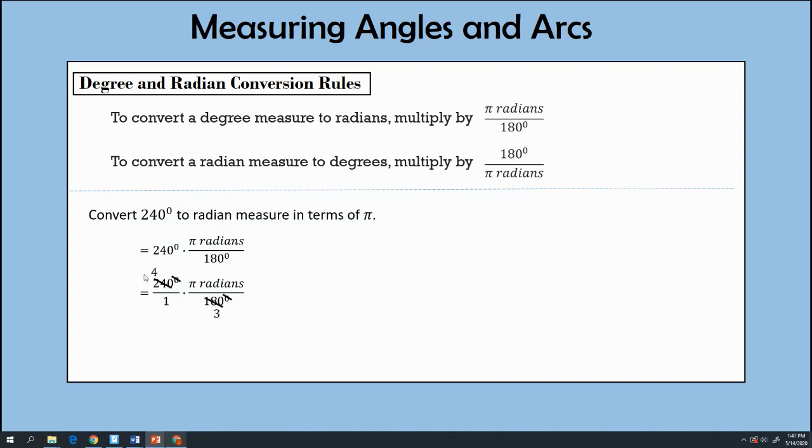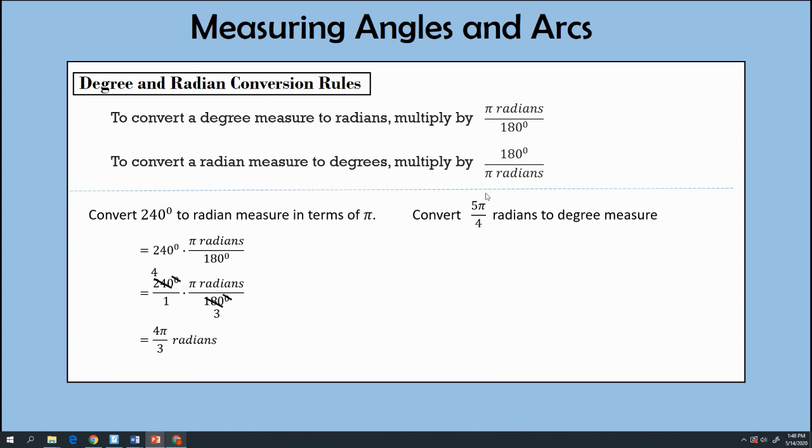The next thing we do is just simplify the number part here. 240 and 180 can both be divided by 60. We get 4 and 3. It said leave my answer in terms of pi. So if I multiply the numerators, what's left, the denominators, what's left, I get 4 pi over 3 radians. So a 240 degree angle is the same as 4 pi over 3 radians. And if you think about what that means, I don't care how big the circle is. If you find the arc length of that 240 degree circle and divide it by the radius of that 240 degree circle, the answer will be 4 pi over 3 every time.